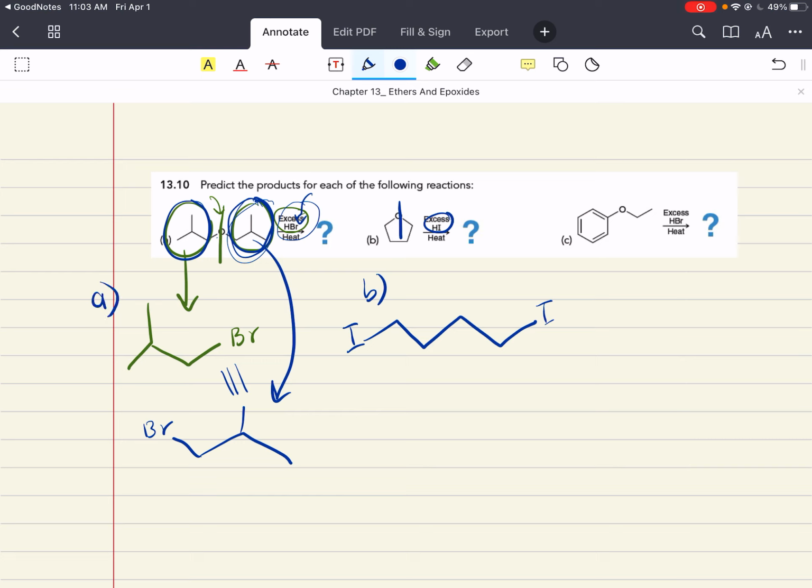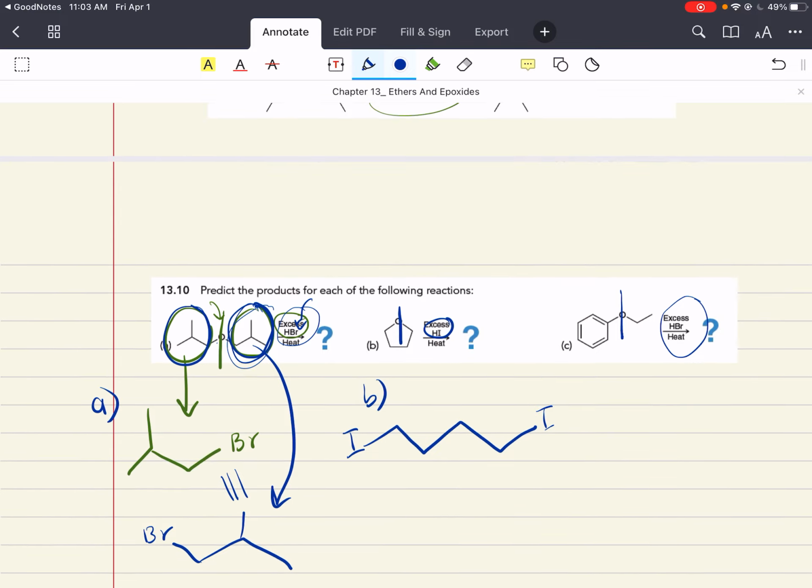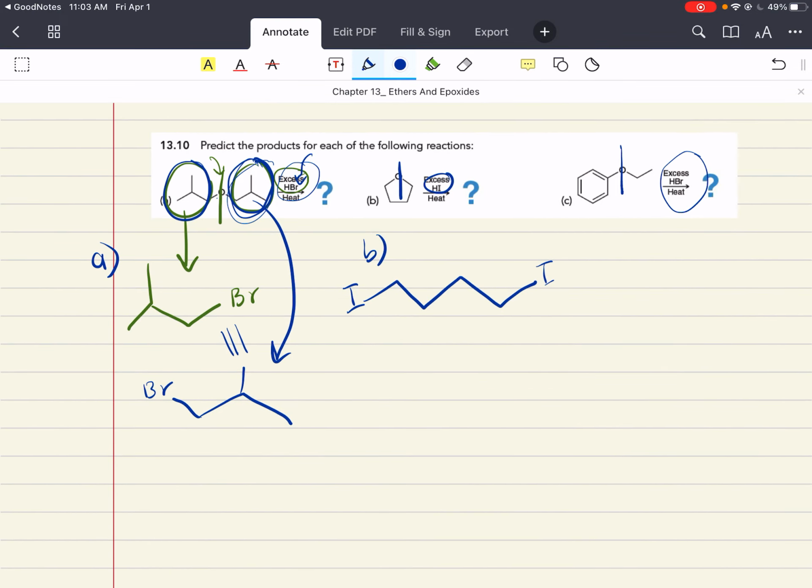Fantastic. Let's do C. Here's C. Again, we're treating it with strong acid and heat, so we know this is going to be our acidic cleavage reaction. Our oxygen, we cut it in half. Whatever R groups are on each side, we attach to bromine because that's what's present in solution, and we get those two alkyl halides. So one will be like this. That's from this side. And then from the other side, what we get is an alkyl halide that looks like this.